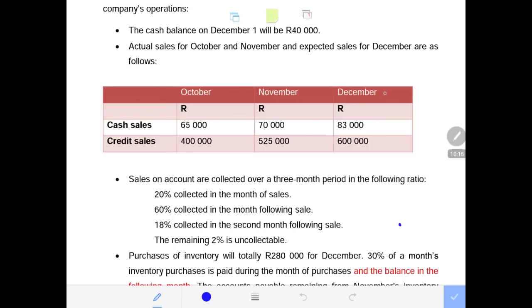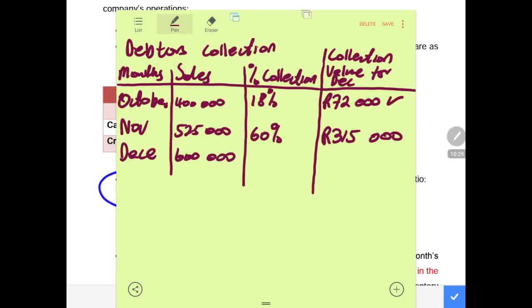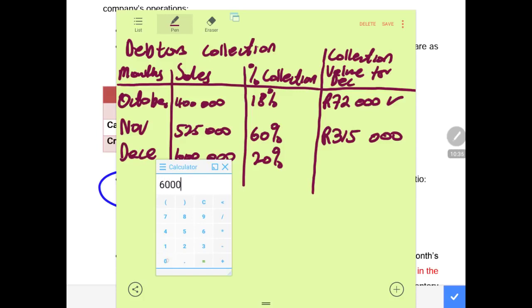Then we go now to the month of December. 20% is collected in the month of sale. The month of sale is December. So meaning 20% of the sales of December will be collected in the month of December. So now we are really interested in the collection of that 20% for the sales of December being collected in the same month of December. 600,000 rands times 20% will give me an amount of 120,000 rands.